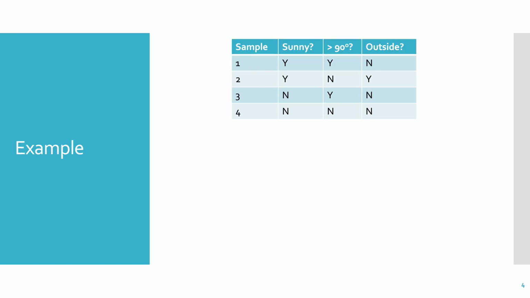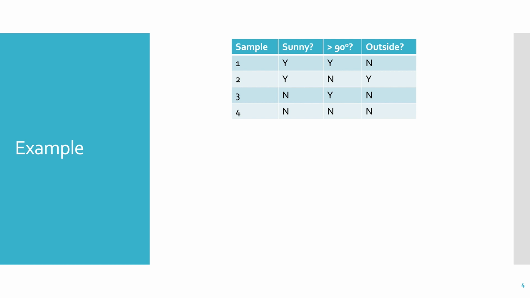Let's start with an example. Here we have 4 samples and we have 2 features, sunny and greater than 90 degrees. And then we have our label, outside. The problem here is that we know whether or not it's sunny outside, and we know whether or not it's greater than 90 degrees, and we're trying to predict if we should go outside.